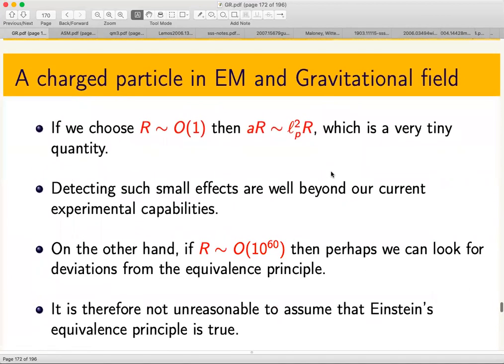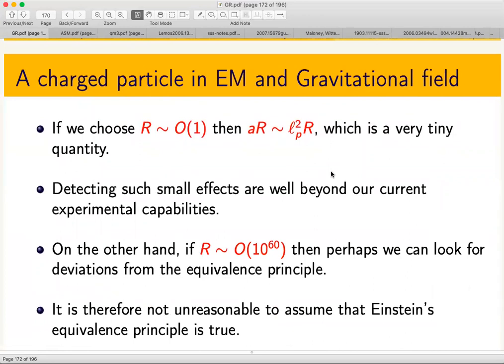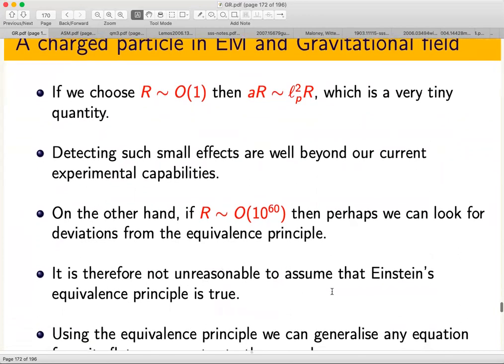Sir, is the point clear? Yeah, yeah. We are sort of considering the importance of the magnitude of LP, right? That is right, because of our experimental capabilities. See, the point is that it is reasonable to assume Einstein's equivalence principle, because there is no experiment that we can do which would allow us to distinguish whether there is a term which is 1 plus a times r, or is it just 1.